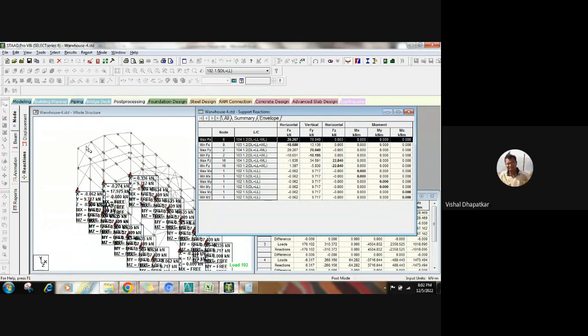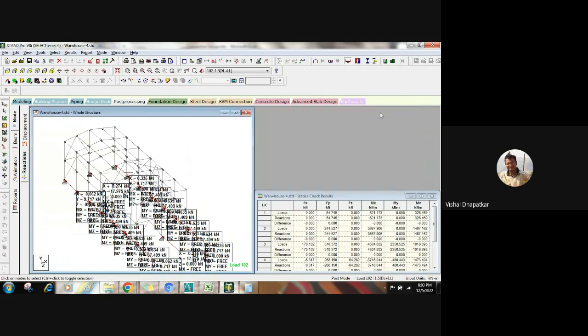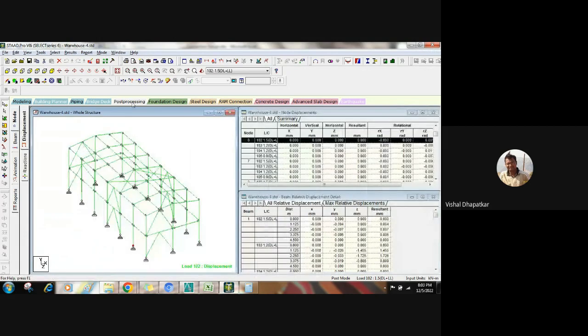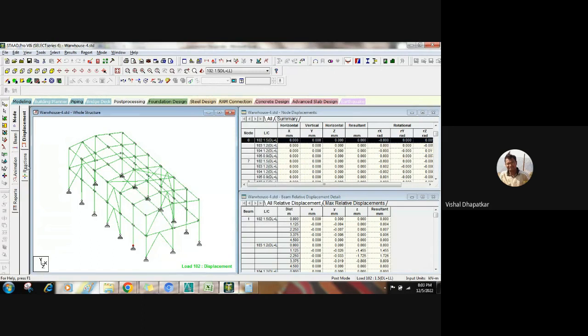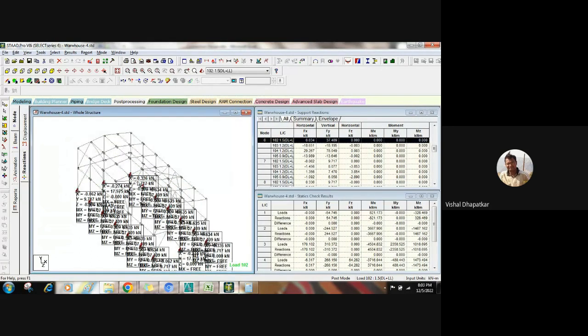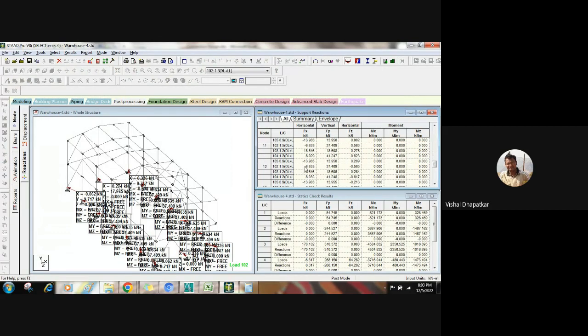See, once we do the analysis, right? I'll just show you again. This is post processing mode, right? From this tab, result setup, you have to select the load combinations for which you want to design the base plate. Once you select all these combinations, you can go to the reactions. Once you go to the reactions, it will give you the reactions for each and every node and for all the combinations we have selected, right? So you will get all the forces here.